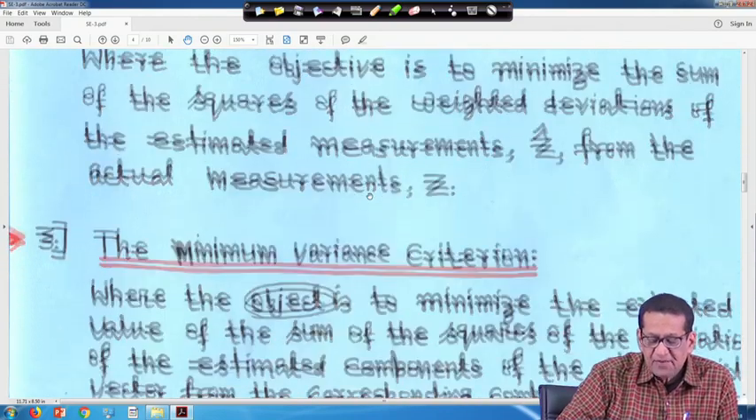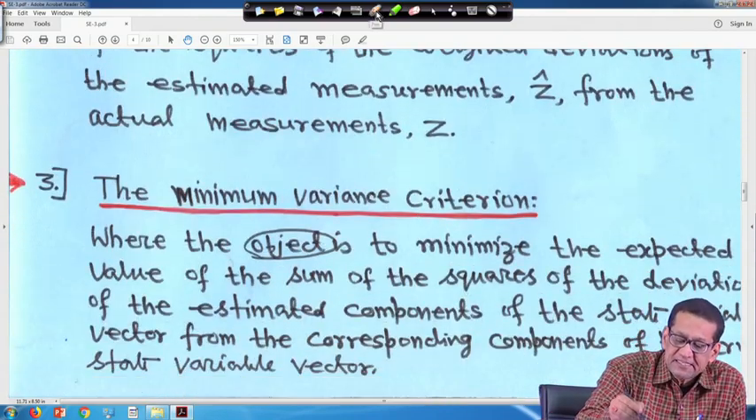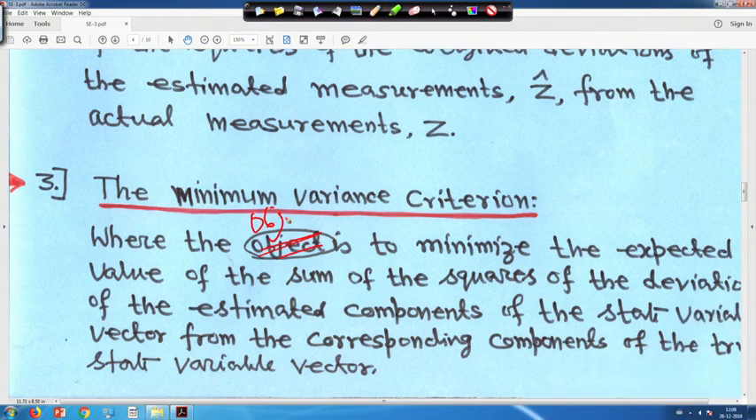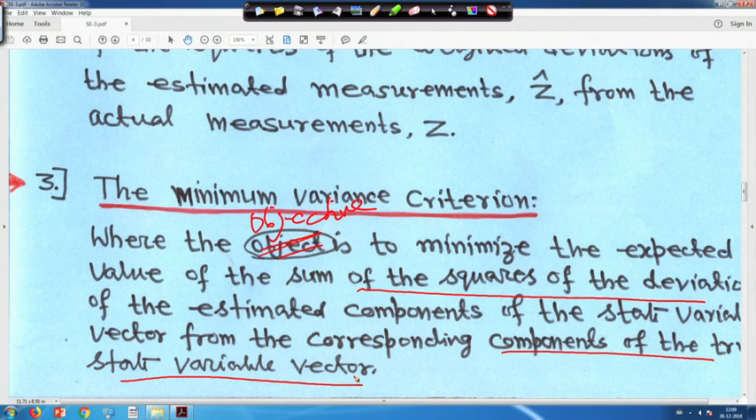Third one is the minimum variance criterion. Here the objective is to minimize the expected value of the sum of the squares of the deviations of the estimated components of the state variable vector from the corresponding components of the true state variable vector. It is a little bit cut off, but this is actually the true value.